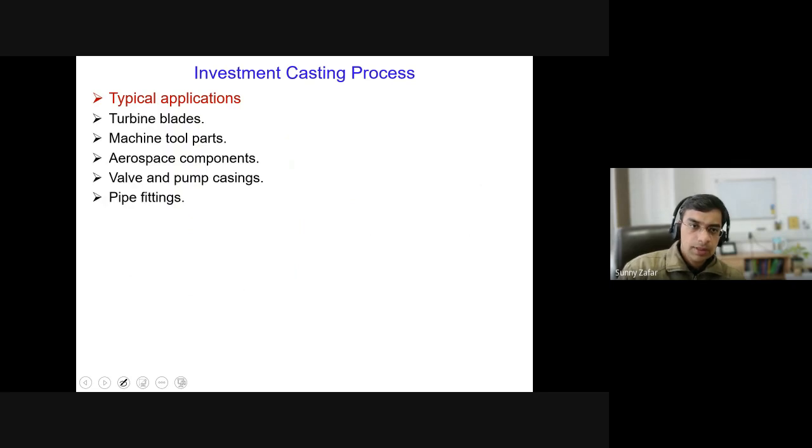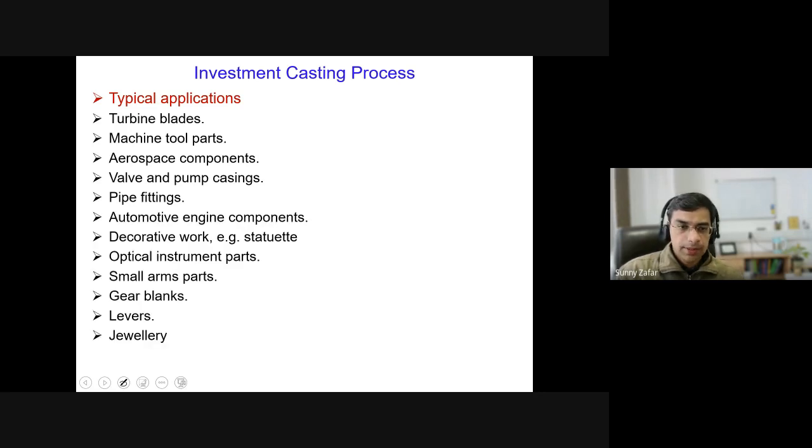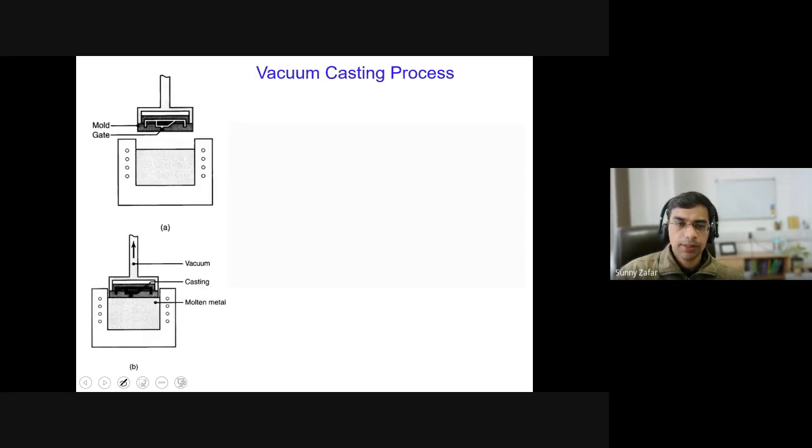Okay. So investment casting is also used for other applications, other products like machine tool parts, aerospace components, valve and pump casings, pipe fittings, and so on. These are some other applications, but this is just for your information, what other products can be made from this. But again, coming back to the focus of gas turbine blades.